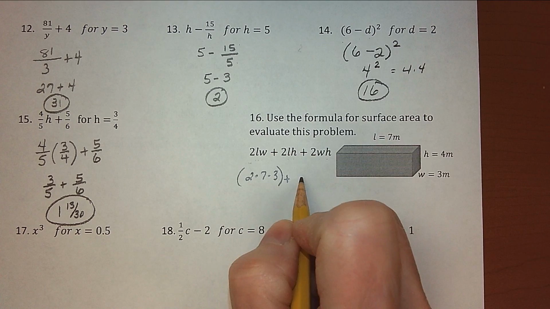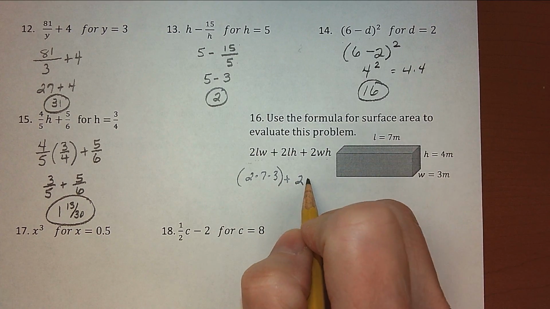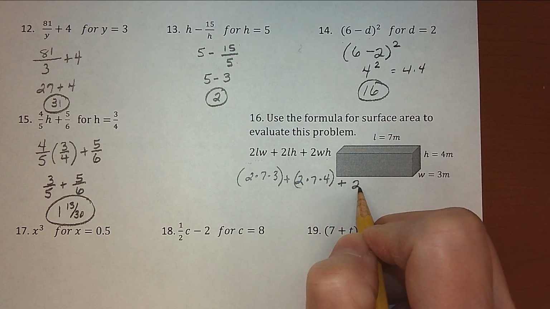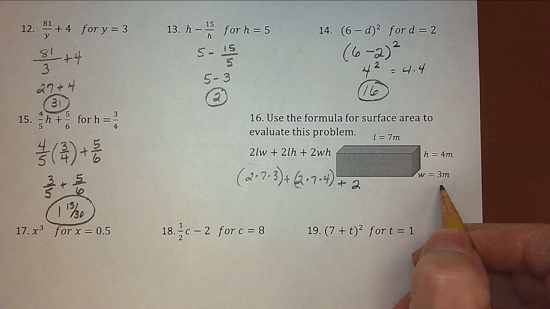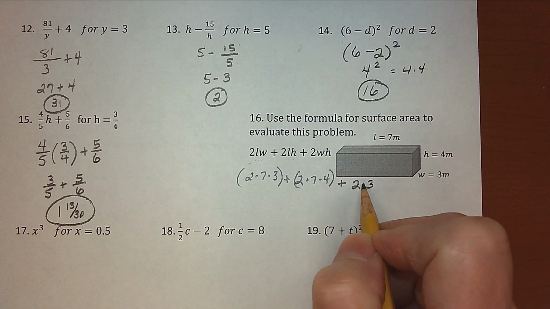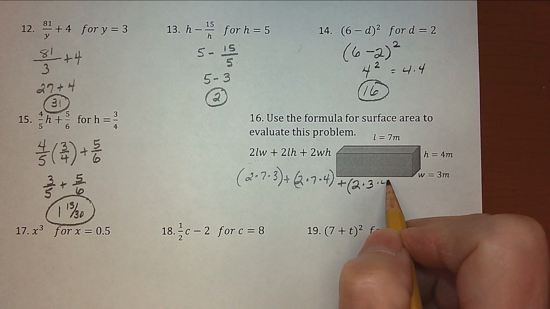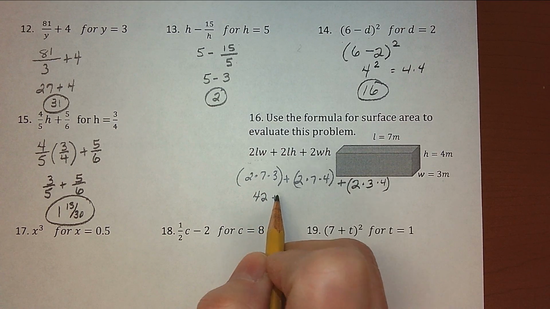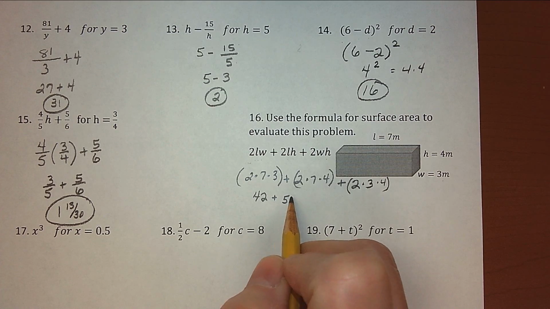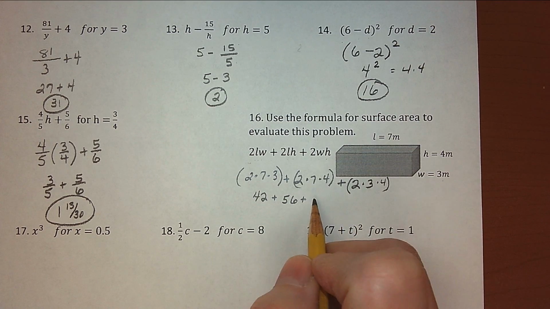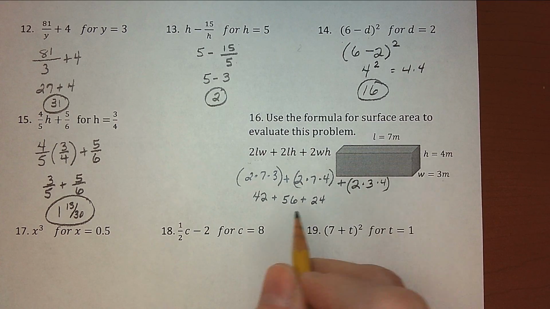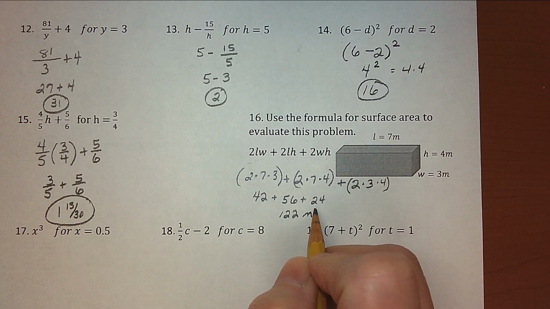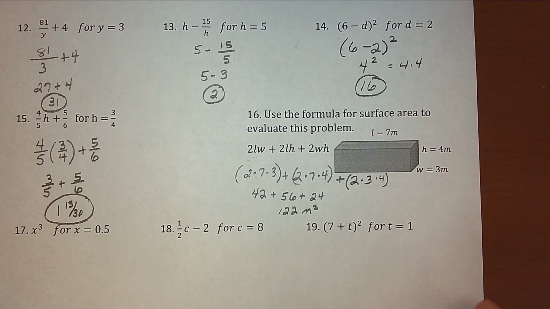Then we're going to add in 2 times the length, which is 7 again, times the height this time, which is 4. And then finally we'll add in 2 times the width, which is 3 this time, and then the height, which is 4. So 2 times 7 times 3 gives us 42, and 2 times 7 times 4 is 56. And 2 times 3 times 4 is 24. When I add these three numbers together, I get 122. And then we want to remember to label this. It's meters, and that's squared. Surface area is a square measurement.